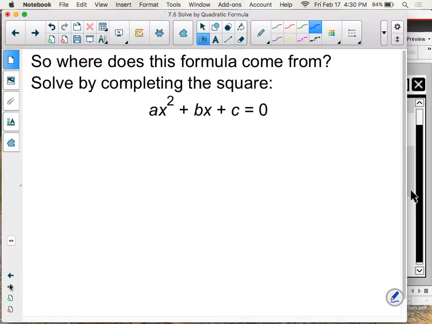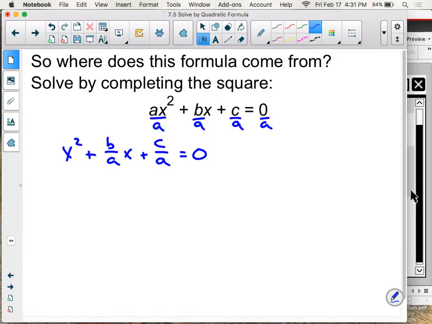So the first thing that I realize is that my coefficient of x squared isn't 1. It's some value a. Now a might be 1, but there's a good chance it's not. So I'm going to divide everything by a. And yes, I'm really going to divide 0 by a also, but that equals 0. So then what I get is x squared plus b over a times x plus c over a equals 0.